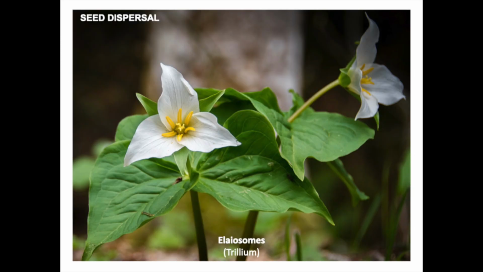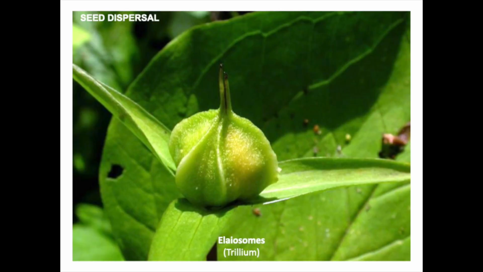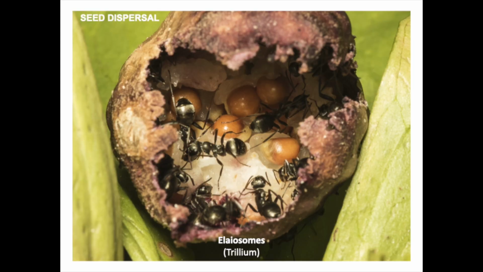Trillium are one of the groups that we have here that creates elaiosomes. So they're ant dispersed. And this is what their fruit looks like. And once it's opened up, you see all the seeds with elaiosomes and these very excited ants.